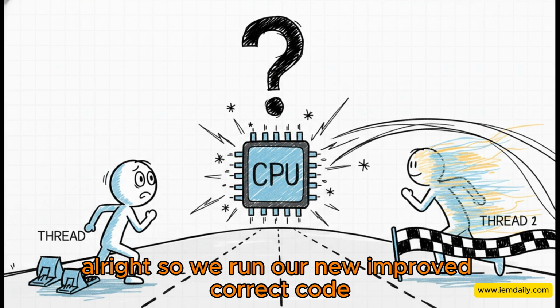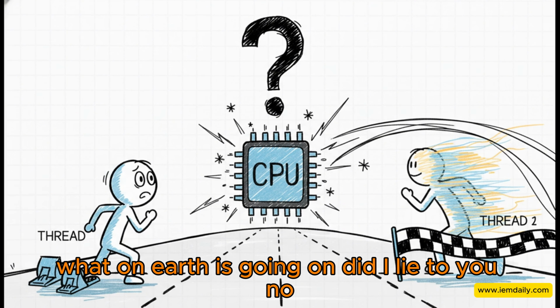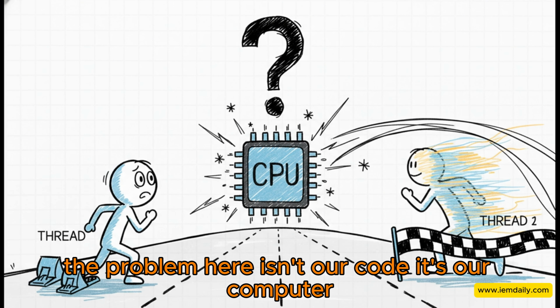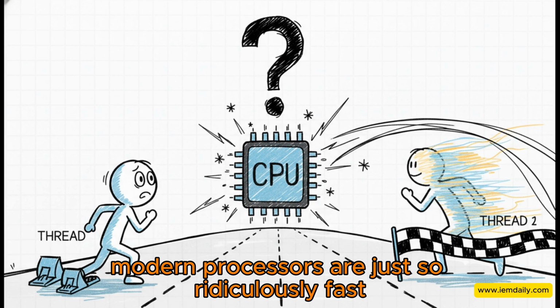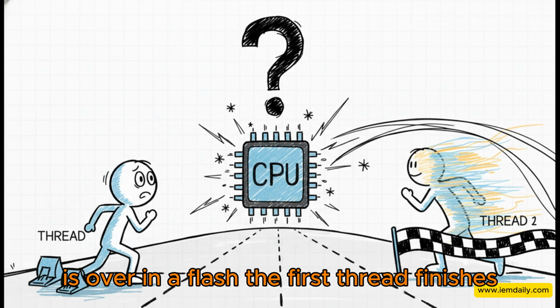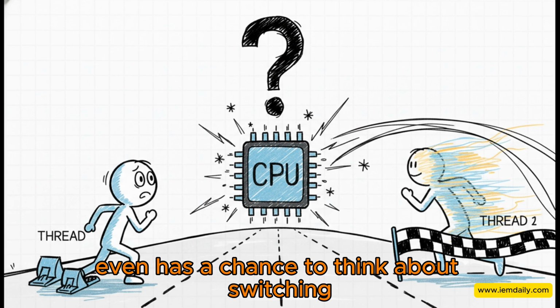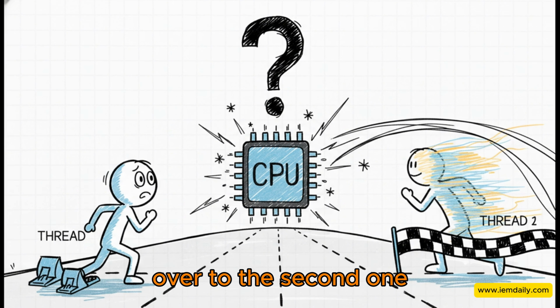All right, so we run our new improved correct code, and wait a second, the output still looks sequential. What on earth is going on? Did I lie to you? No. The problem here isn't our code, it's our computer. Modern processors are just so ridiculously fast that the entire job of printing hi 10 times is over in a flash. The first thread finishes its whole task before the operating system even has a chance to think about switching over to the second one.